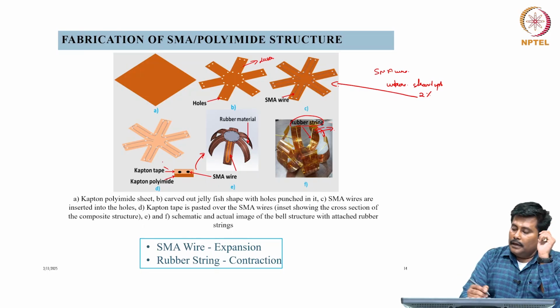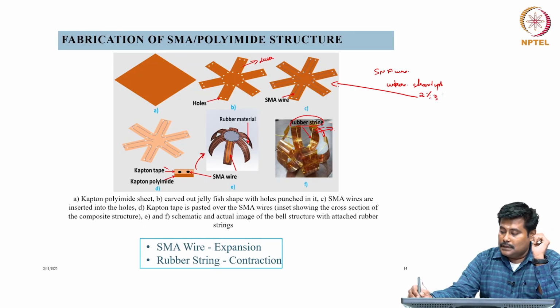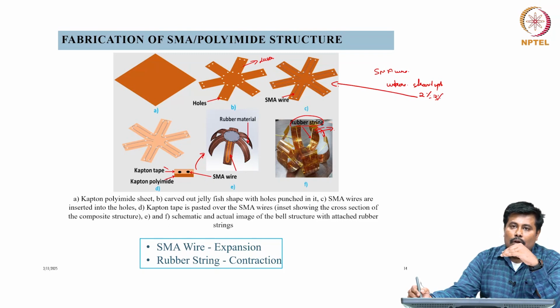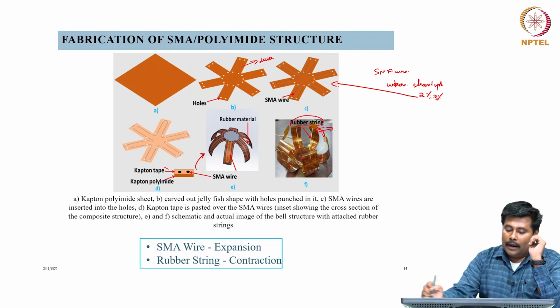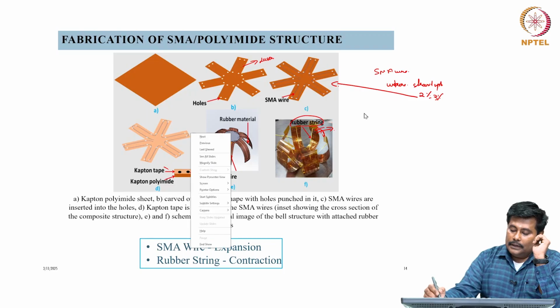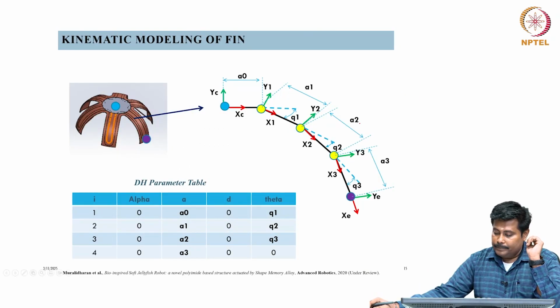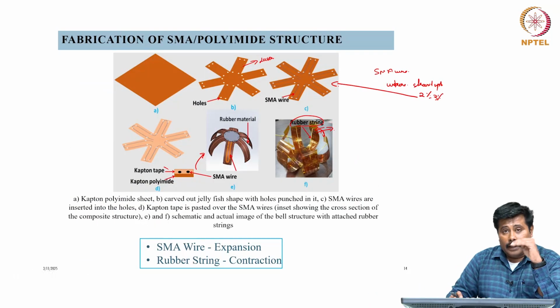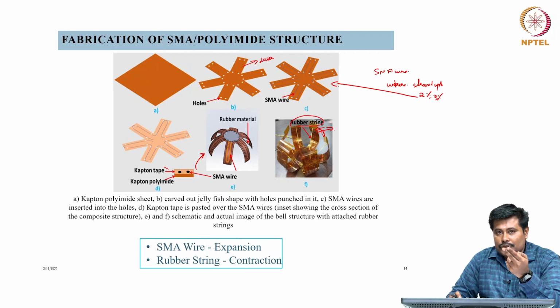Since 2 to 3% strain is already induced into it, one way of actuation is taken care of by the shape memory alloy, and the return stroke is taken care of by the Kapton polyimide which is available over here. So the main function of this Kapton polyimide is that the return stroke is taken care of, and the positive actuation stroke is taken care of by the shape memory alloy.